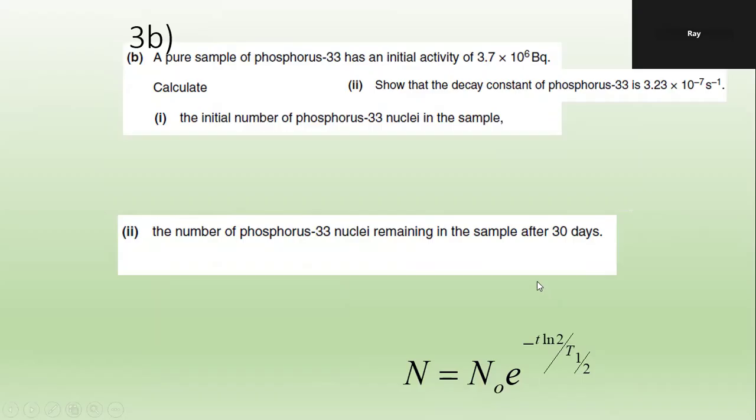A pure sample of phosphorus 33 has an activity of that. Calculate the initial number of phosphorus 33 nuclei in the sample. Got the answer? Yeah, just getting you to use the formula that you're supposed to know, remember. N naught times lambda. Right? And now you have already calculated. Oh, sorry, lambda is given. N naught. And then this is the activity.